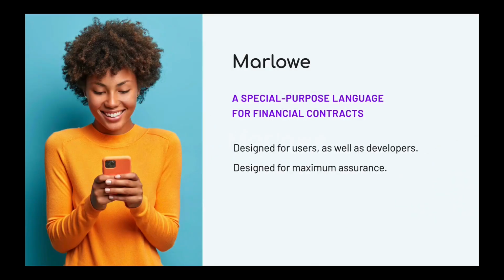So Marlowe is a special purpose language for writing financial contracts on Cardano. Now, why do we build special purpose languages, or sometimes we call them domain-specific languages? Well, one reason is that we want to build languages that are closer to the language of the user and not so much the language of the system. So they're designed to be in the specific domain of the application. So a financial language will talk about payments, for example.